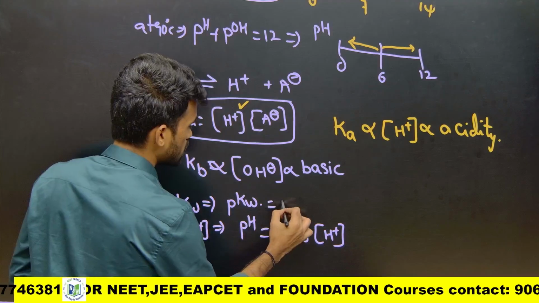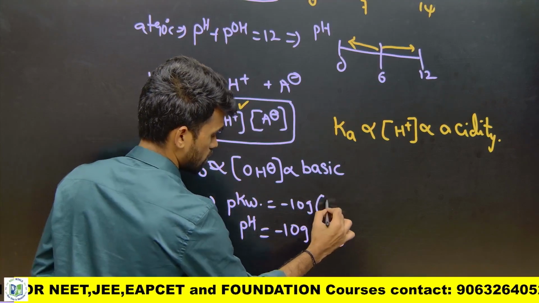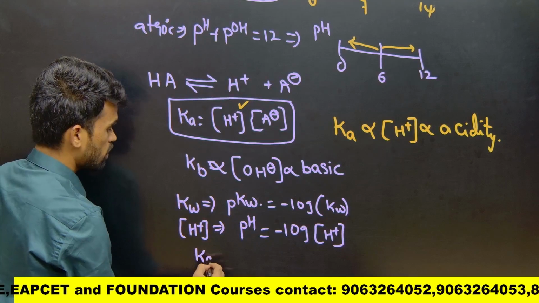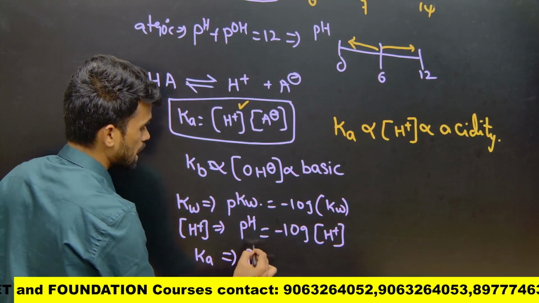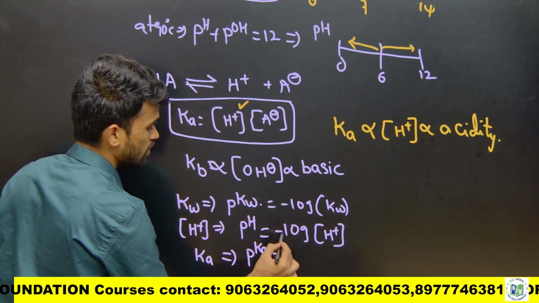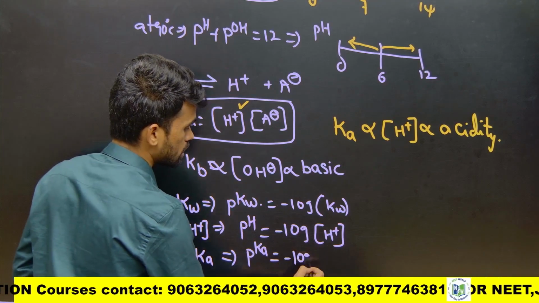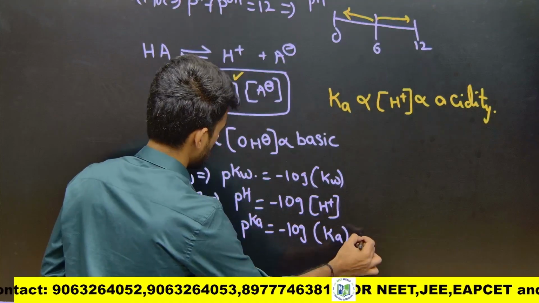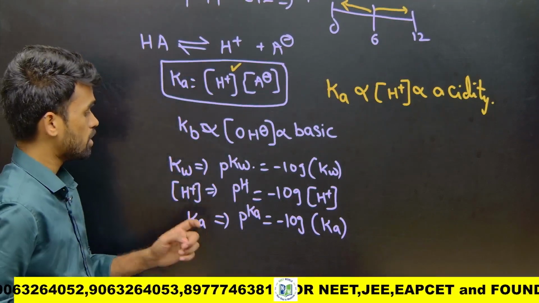So pKw means minus log of the value of Kw you have taken. Here I am writing Ka, so you have to write pKa. So pKa will be how much? Minus log of the value of Ka. That's it. Now from this we can make one relation.